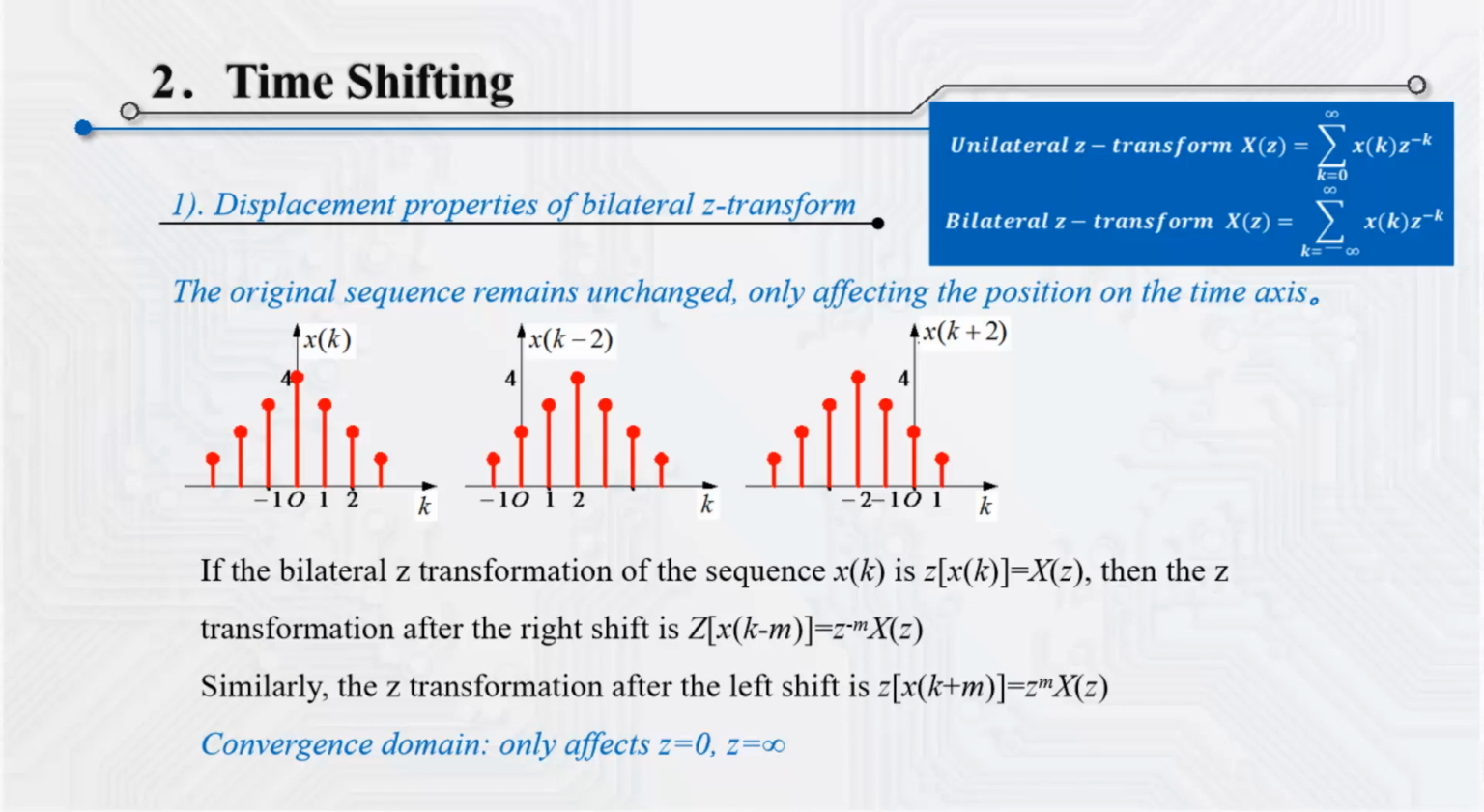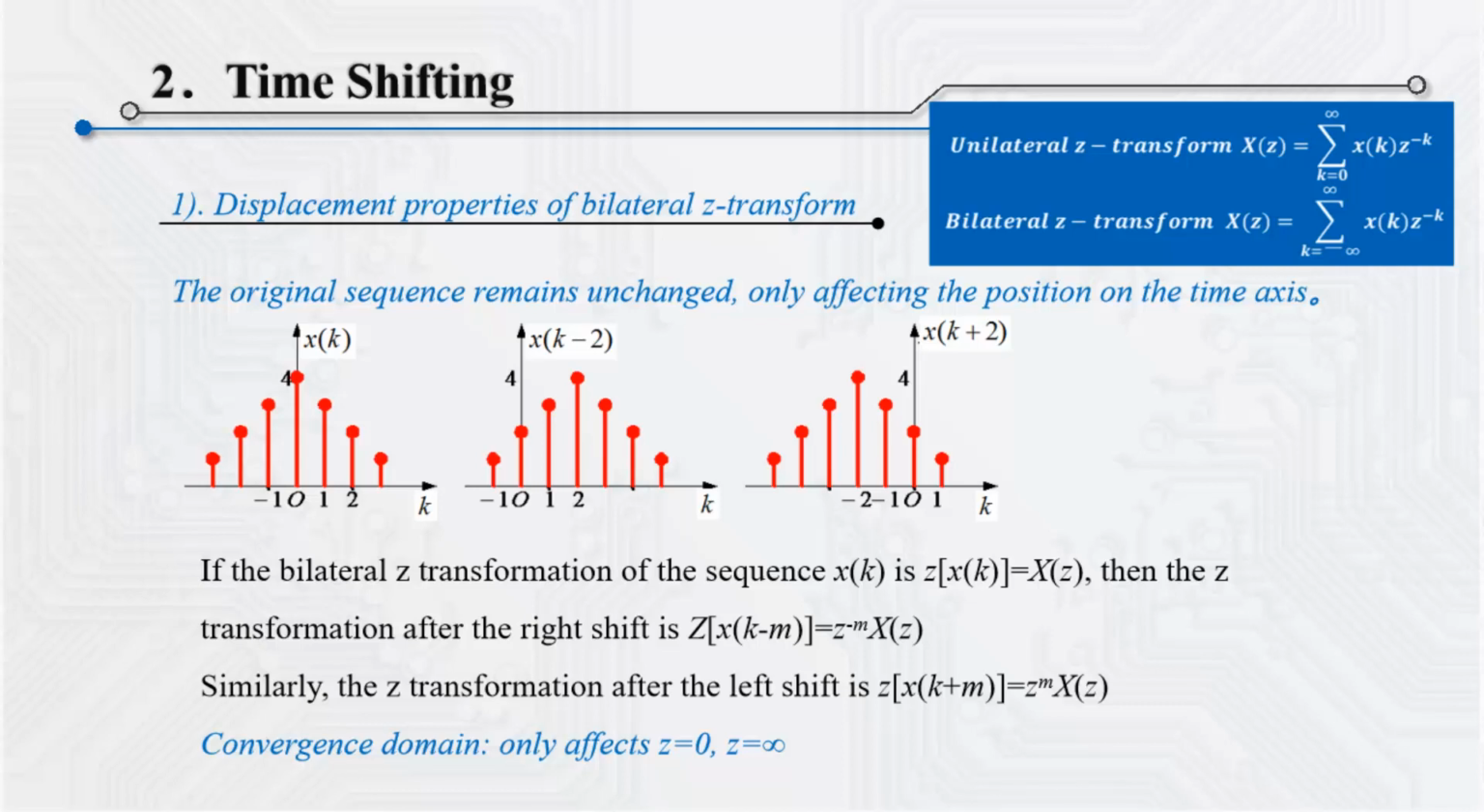Then, according to such a form and the definition of bilateral Z transform, we can see after the original sequence is shifted, whether it is right or left, its transformed form is equivalent to the original Z transform multiplied by its corresponding shift factor. In other words, when shifting to the right, the form of Z transformation is x of z times z to the minus m power. When shifting to the left, x of z times z to the power of m.